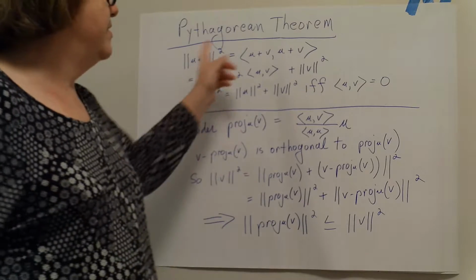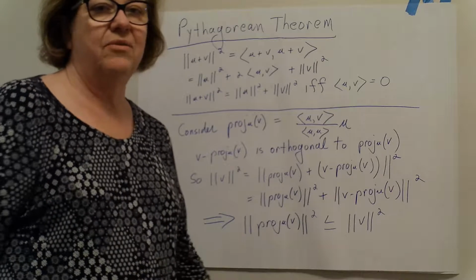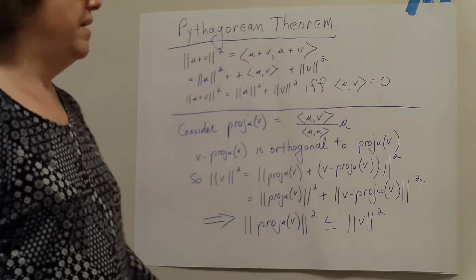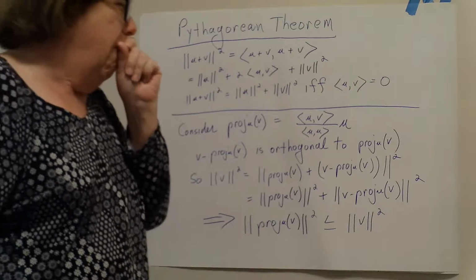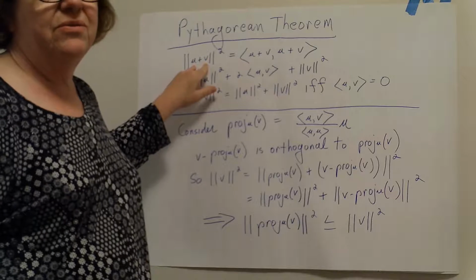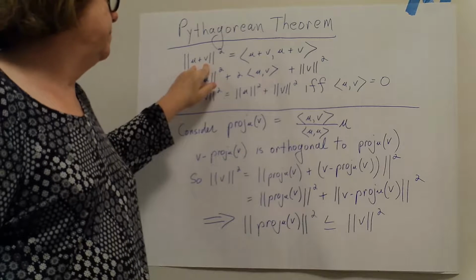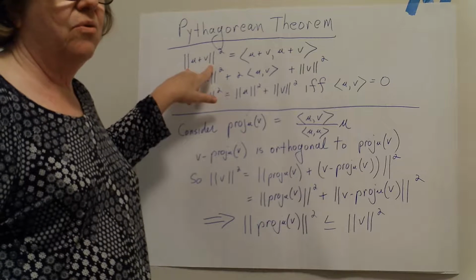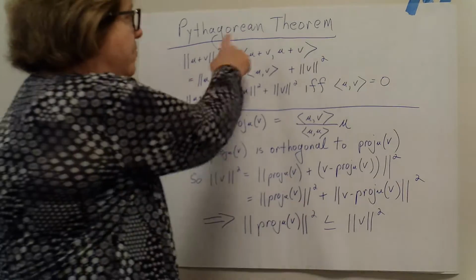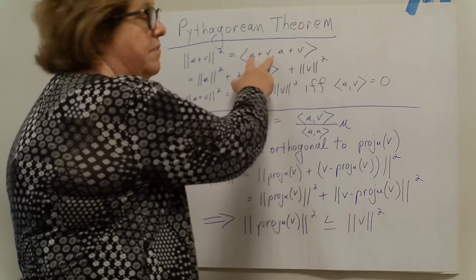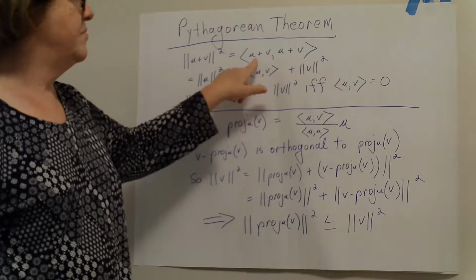So we're going to extend the Pythagorean theorem to any vector space with an inner product. If we have an inner product defined on a vector space, we have a norm. So we have two vectors, u and v, in this vector space. If I take the norm of u plus v and square it, remember the norm would be the square root of the inner product of u plus v with u plus v. But we're taking the square of that, so we skip the square root.